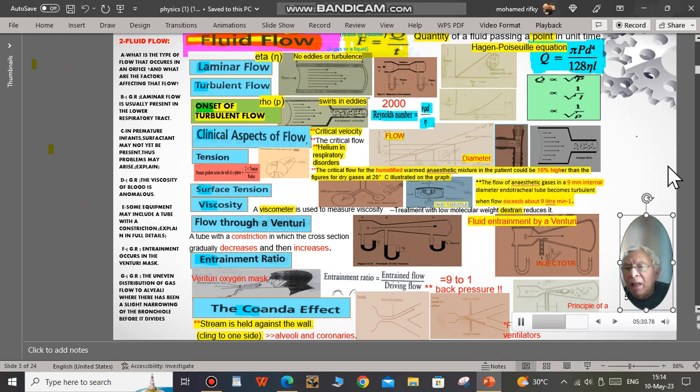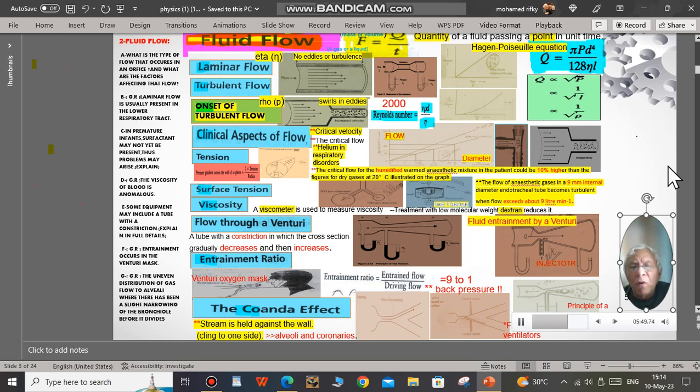Viscosity is the resistance of the fluid to go through between the layers, and of course we can decrease the viscosity by dextran, and old ages and smokers, of course, have a high level of viscosity.